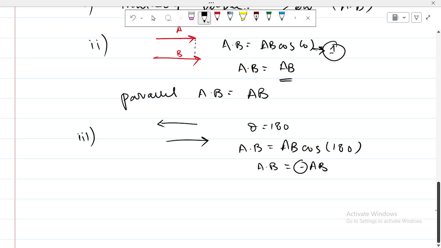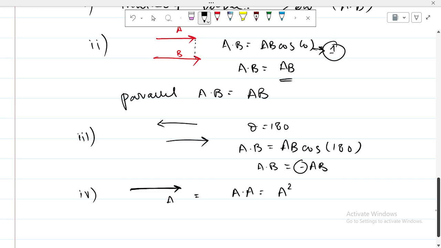The next example that we have is when we take the dot product of a vector with itself. So we have A, and we take the dot product of A with itself. In this case, A dot A is simply A squared.